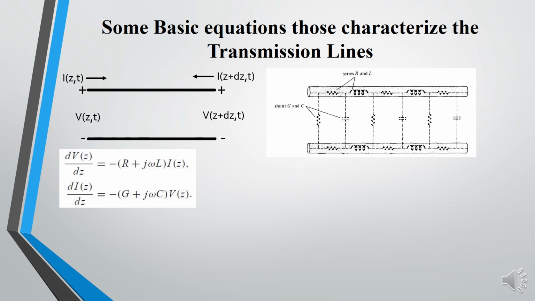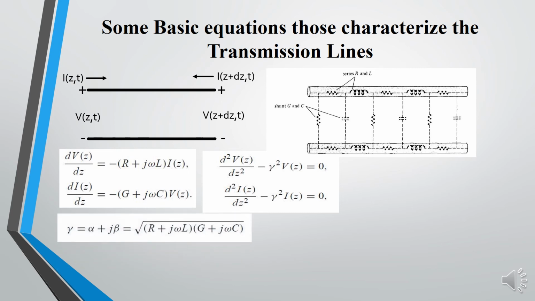Now if we combine the KVL and KCL equations, we can find a second order differential equation for voltage and current, where these two equations are known as the voltage wave equation and current wave equation. Where gamma is the propagation constant, which can be written as alpha plus j beta. Alpha is the attenuation constant of the transmission line and beta is the phase constant of the transmission line. And if we calculate from the KCL and KVL equations, we can find gamma equals the square root of (R plus j omega L) multiplied by (G plus j omega C).